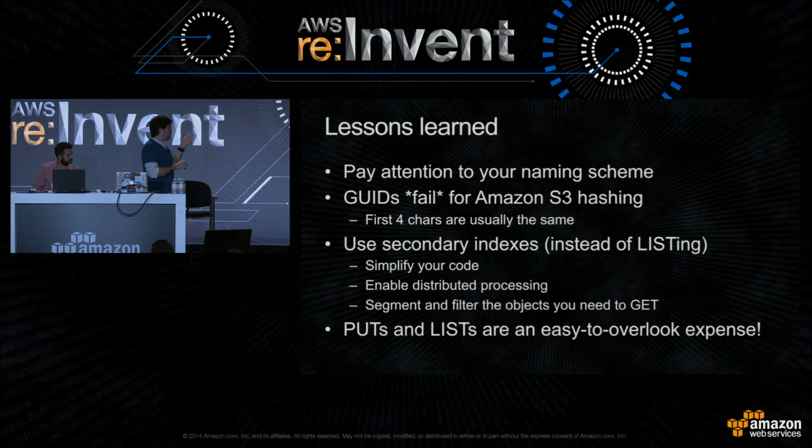And once again, puts and lists are a very easy to overlook expense. When we designed our original architecture of storing the individual web pages as objects on S3, we really didn't stop and do the math on the amount of money that we would be spending on put requests. And that was a very bad idea for us, because once we actually sat down and put it on paper, we figured out, okay, nobody would be happy with us, right? Amazon wouldn't be happy with us because we wouldn't be able to pay our bill at the end of the month. We wouldn't be happy because we would be out of money to run the company.